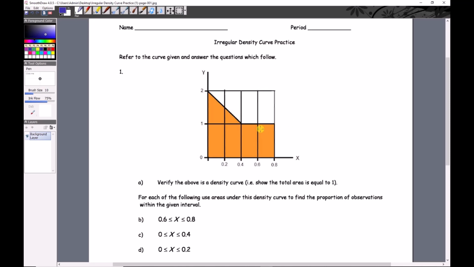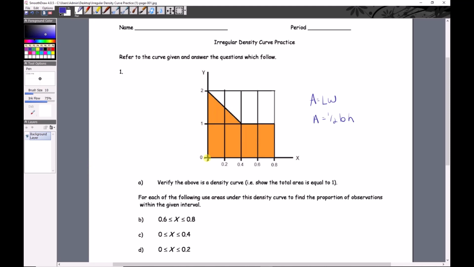So what we can do here is a trip down memory lane for your geometry. We can break this into this rectangle on the lower part here. That's easy because for a rectangle, area equals length times width. And then we have this triangle here, and we know the formula for it. You have dealt with these formulas forever. So area is 1/2 the base times the height. So if we can get the two areas and add them up and get them to equal 1, we have a density curve. So let's start out.